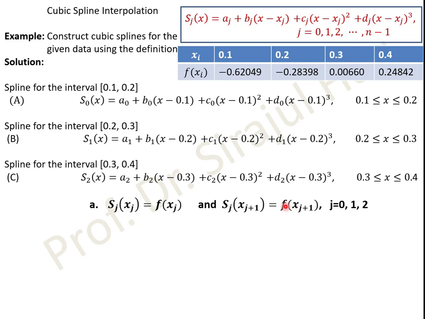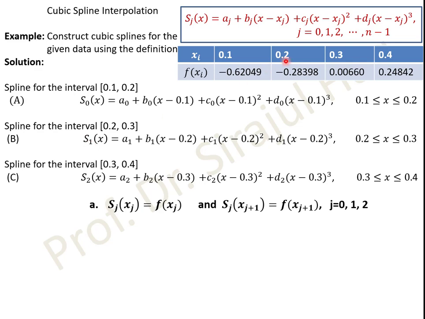The first condition is given by this relation. You can see that S0 passes through 0.1 and 0.2, these 2 points. So definitely when I replace x by 0.1, I should get this value. And when I replace x by 0.2, I should get this value.